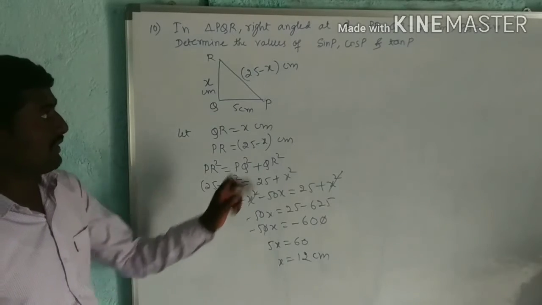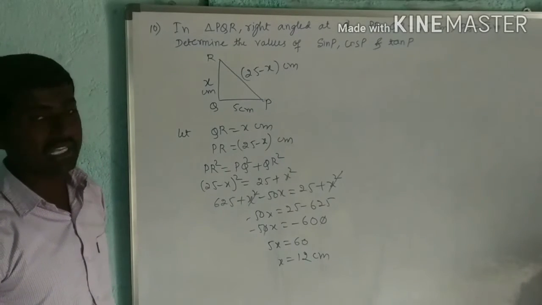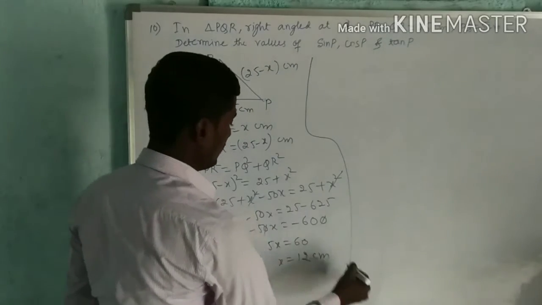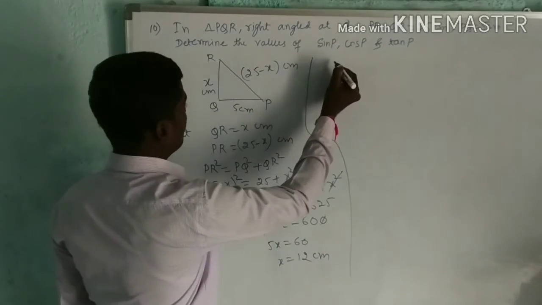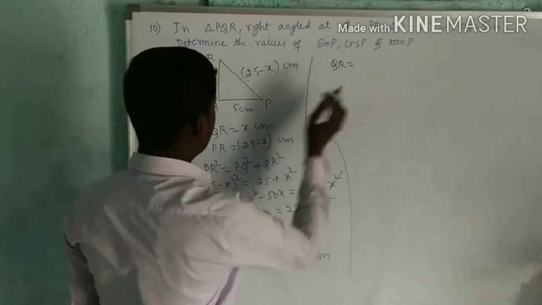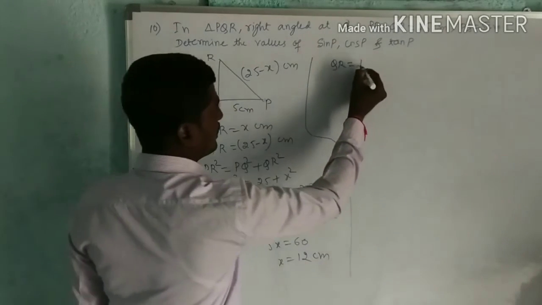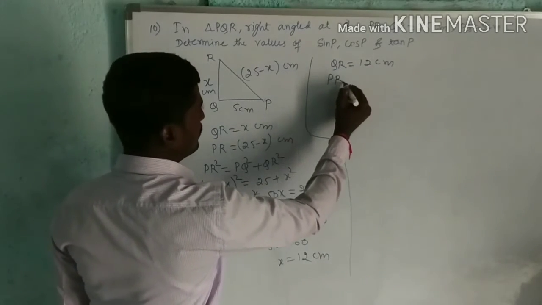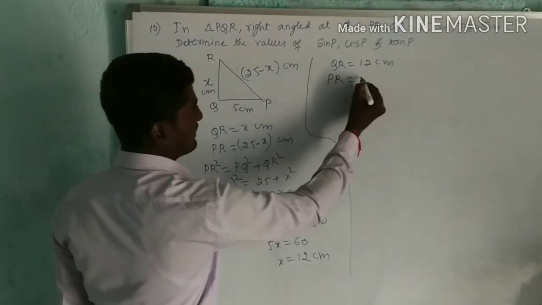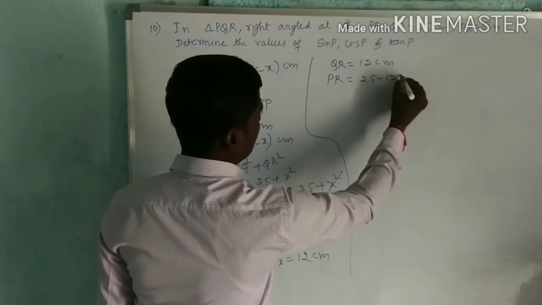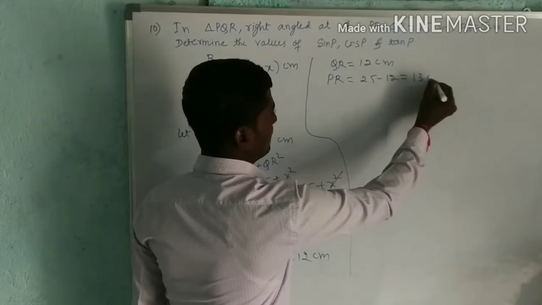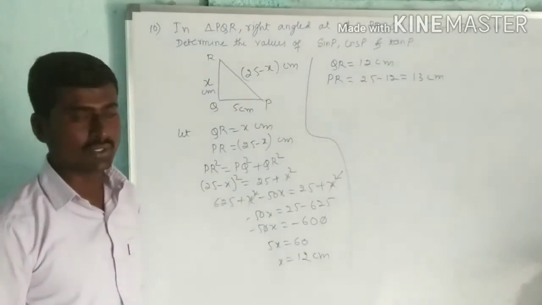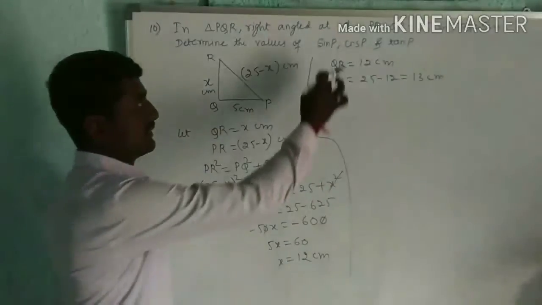X is equal to 12 centimeter. Now I have to find what? Sin P, cos P, tan P. For that, first you write the sides here now. Now QR I can write as X centimeter. X centimeter is how much? 12 centimeter. Then PR is how much? 25 minus X. That is 25 minus 12. That is equal to 13 centimeter. All three sides of right angle triangle we know. Now we can write these values.